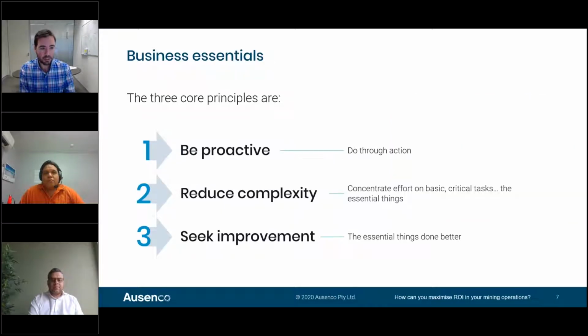So, continue on that thread. The core principles of business essentials are that you need to be proactive, you need to do things through action. There's a thread that you probably picked up through this webinar series, which is to reduce complexity. And we've got a bit of information in the public domain on this, how lessons learned from small projects can be applied to big projects and give big benefits there. But really it's about concentrating on the basic critical tasks and the essentials. And then obviously there needs to be a process of continual improvement. Do those essential things better.